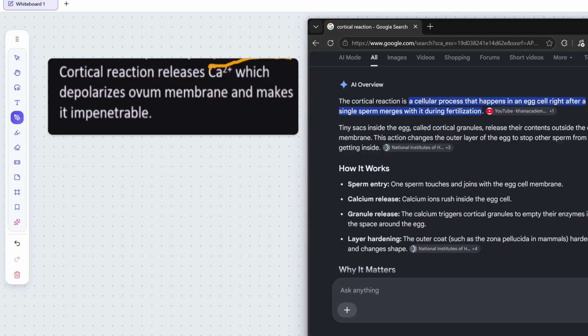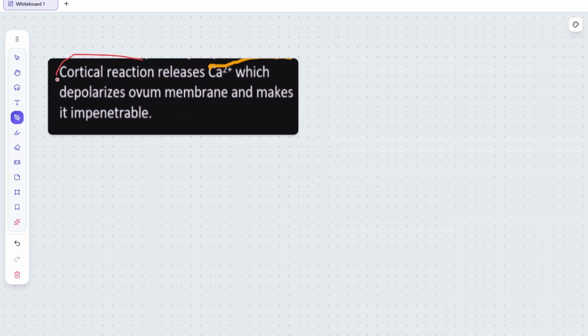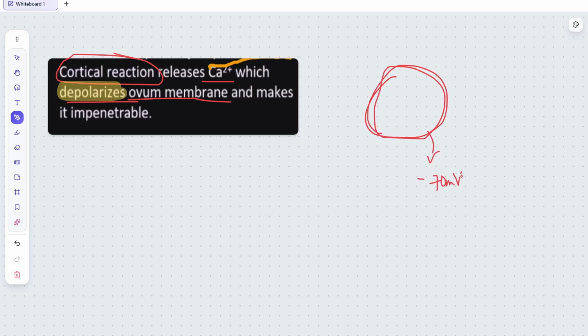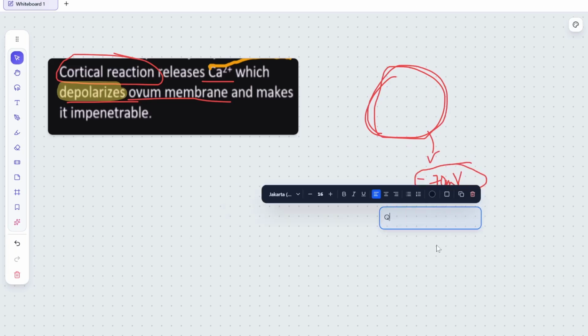All right, just for a brief quick lesson. The cortical reaction releases calcium, which depolarizes the ovum membrane. Depolarization, if you don't know what that means, is related to membranes. We already learned that cells have membranes, and the resting cell potential is at negative 70 millivolts. I'm not going to go too in depth right now because I expect you to already know a little bit about action potentials.